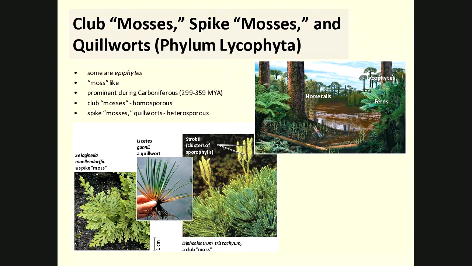Some of these are epiphytes. Epiphyte plants live on other plants. Orchids are epiphytes, for example. Spanish moss is another epiphyte. They're called mosses, again, because they look that way. It's all about this idea of convergent evolution, right?